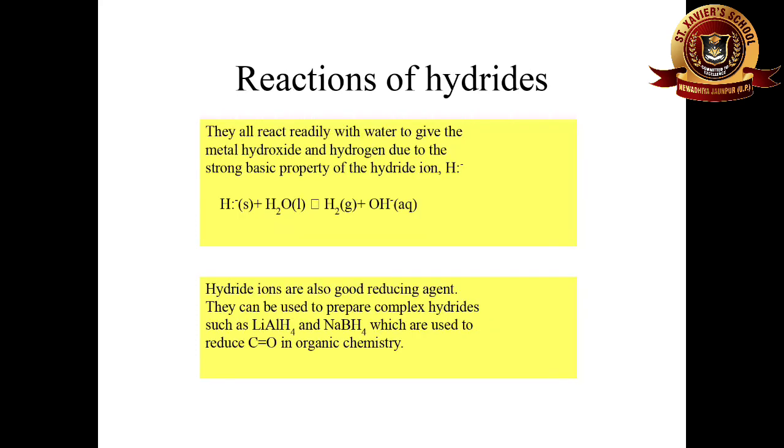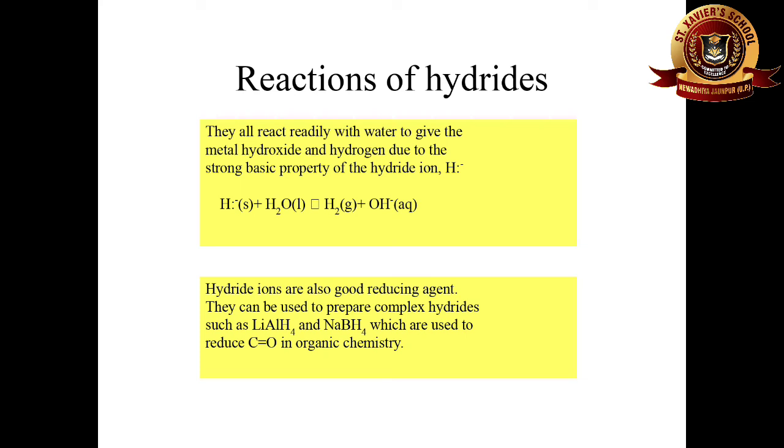The next reaction of hydrides: they react readily with water to give the metal hydroxide and hydrogen, due to the strong basic property of the hydride ion. As we know, the reducing capacity of the hydride ion is very high, that's why this type of reaction takes place.